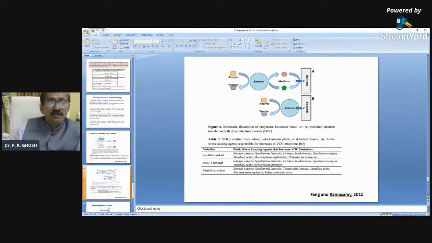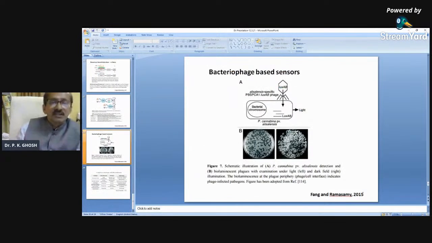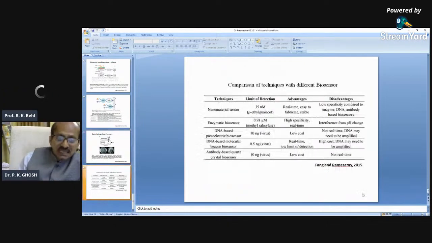Now, this is some of the result I am showing here. This is an enzymatic sensor-based sensor. Now, a bacteriophage-based sensor is also possible. Bacteriophage, as I mentioned, is a phage against the bacteria. So, how does this bacteriophage sensor work? But this application is not that wide so far. But this can be used for disease-based diagnostics.